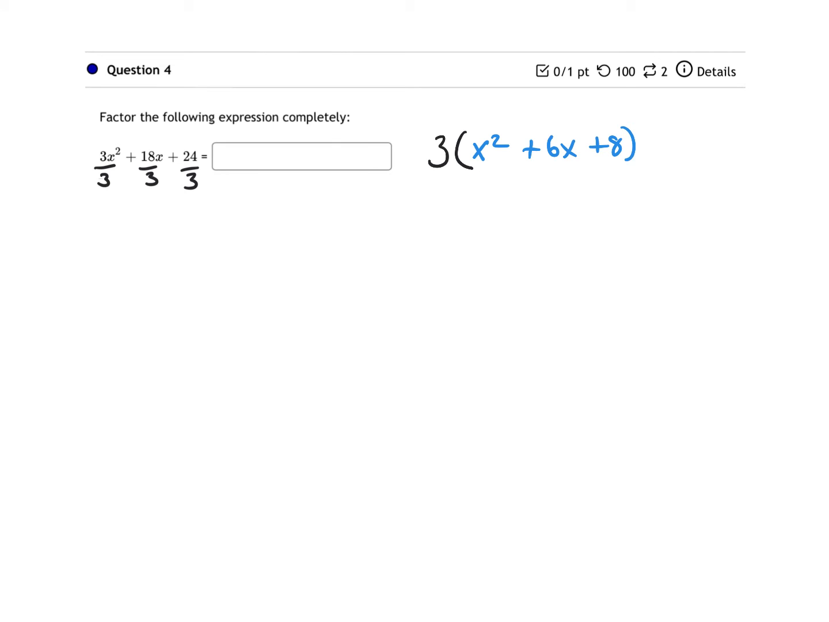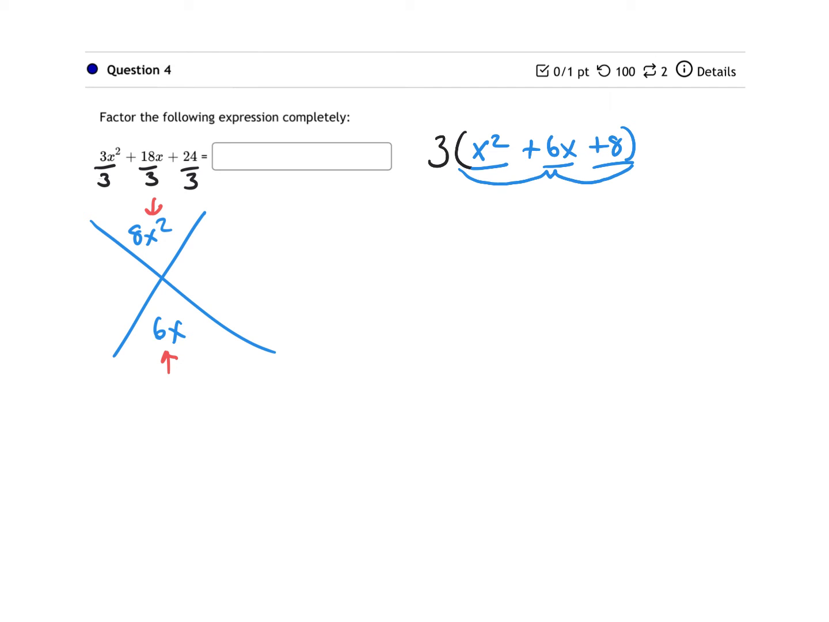Now that I have my common term factored out, I need to look at this quadratic here and see if that will factor further. To do that, I'm going to use my diamond problem. So I take x squared times 8, and that goes on top, and I take the 6x, and that goes on bottom. So now what we need to do is find two numbers that multiply to a positive 8x squared and add to a positive 6.